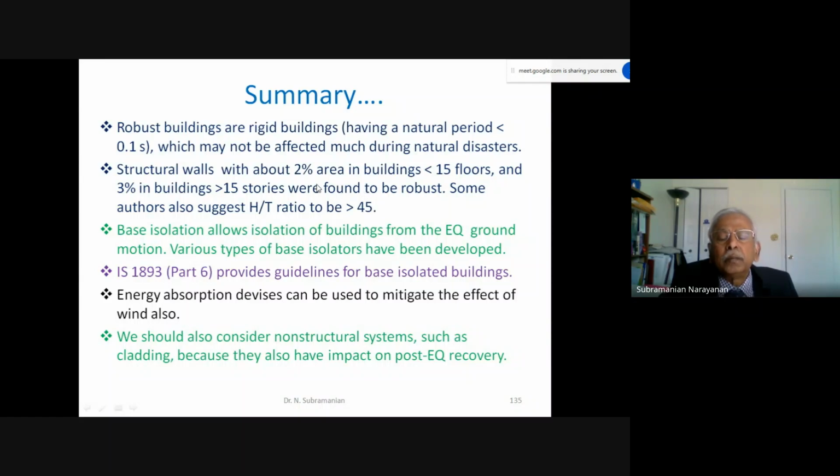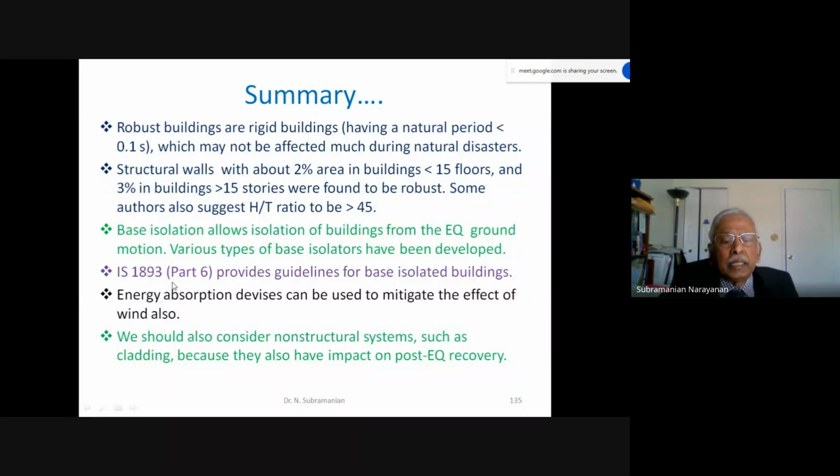This is based on 15,000 collapses in different areas of the world. Some authors also suggest S by T ratio to be 45. Base isolation allows isolation of buildings from earthquake ground motion. Various types of base isolators have been developed.